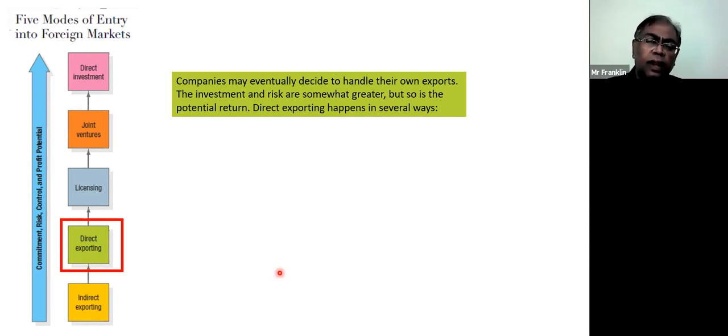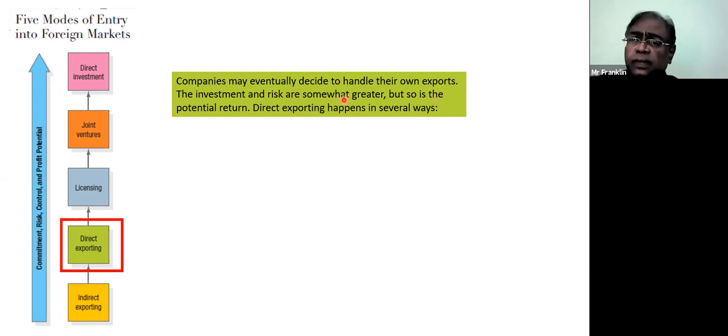Direct means you no longer need a middleman. You are exporting directly to the country. When we first started our business in Indonesia, we looked for somebody who had contacts. Normally, companies start with the indirect one. Then after some time, we found that we were not making so much money, and we had no control over the sales. So we started dealing with the partner over there in Indonesia directly. We said, why don't we deal directly with them? So companies eventually decide to handle their own export.